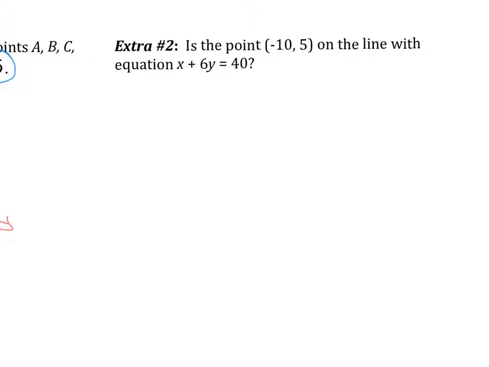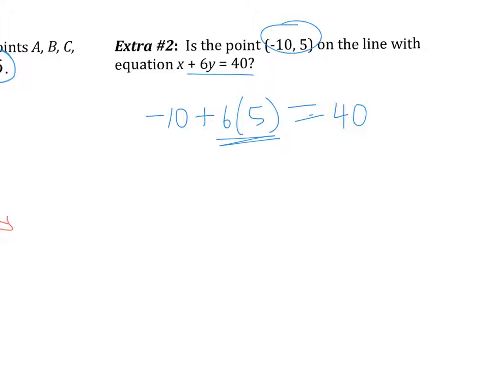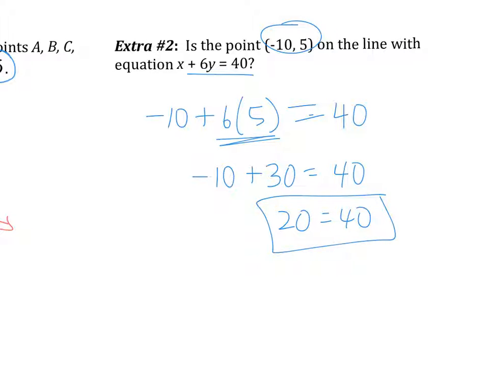They're simply asking, is this on the same line as this? What do we do? Plug it in. What do we plug in for X? Negative 10. So negative 10 plus 6, what do we plug in for Y? 5. Then set it equal to 40. So, order of operations, 6 times 5 is 30. So is negative 10 plus 30 equal to 40? Yes. No. I heard a yes. It's because I can't do math. Well, you simply saw 10 and 30 and said 40, but it's negative 10 and 30, so the answer is no.